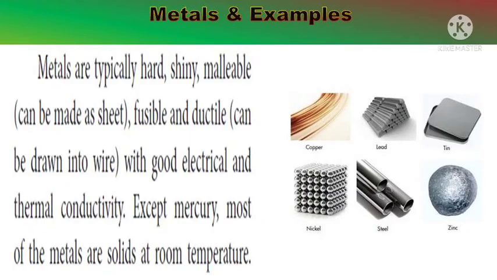Metals and their examples. Metals are typically hard, shiny, malleable. Malleable means can be made into sheets. Fusible, and ductile. Ductile means can be drawn into a wire. And metals have good electrical and thermal conductivity. Then here are some examples: copper, lead, tin, nickel, steel and zinc.